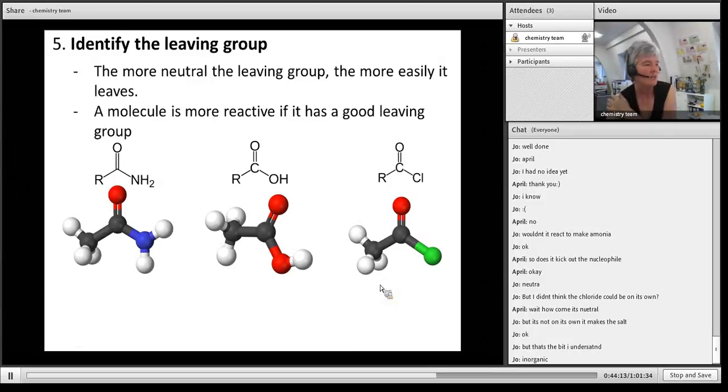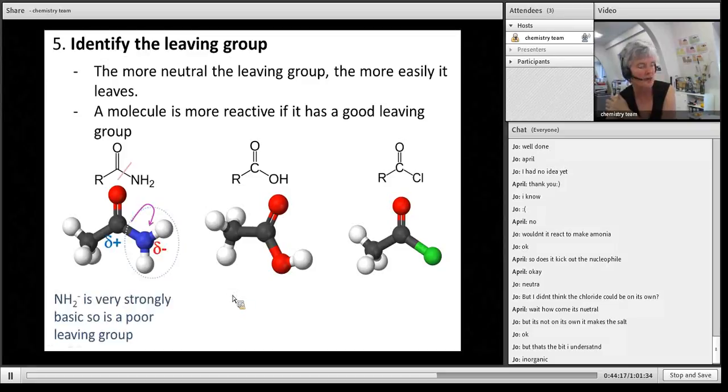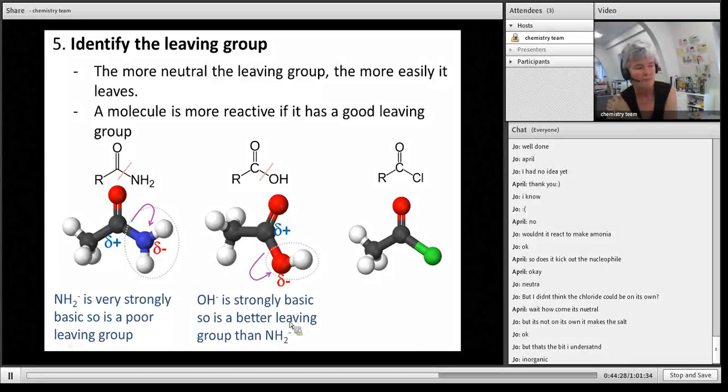Okay, so basically I'm trying to show what's happening over here. So NH2 minus is very strongly basic, so it's a poor leaving group. It's an excellent nucleophile, but it's a very poor leaving group. Here we get the OH. It is strongly basic, but not as strong as NH2 minus. And then finally we've got the chloride.